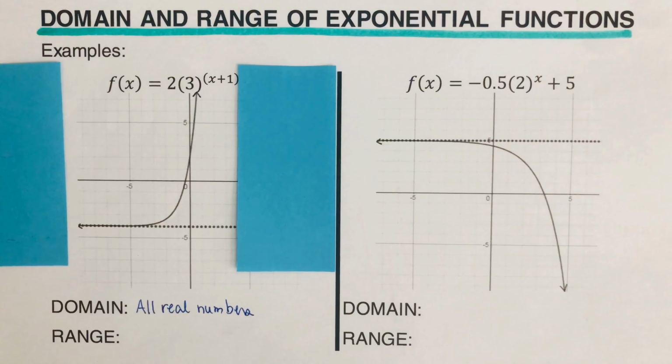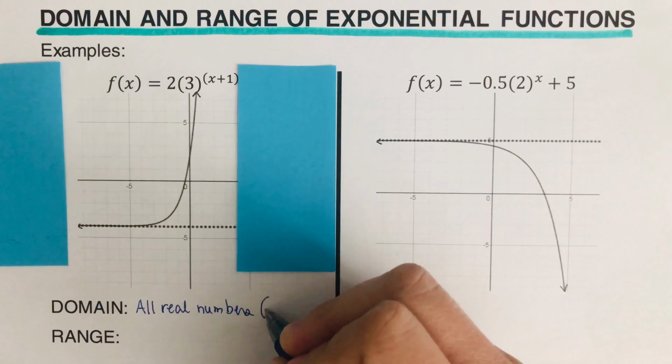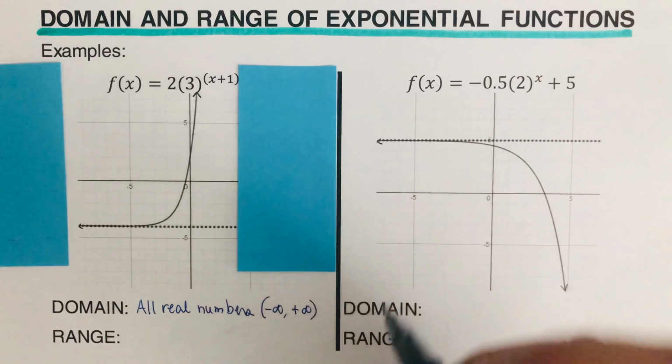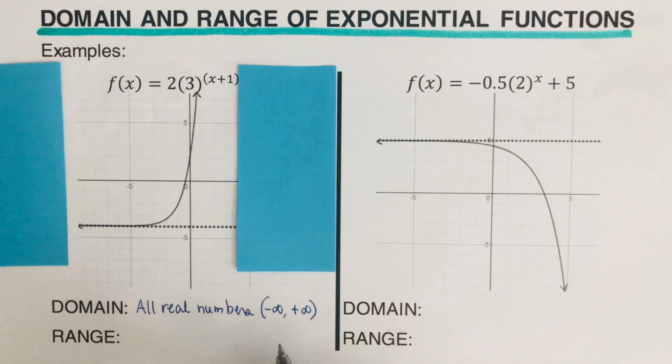Okay, so if we want to write this in interval notation, this would be negative infinity all the way to positive infinity, and it's going to be parentheses. So the leftmost boundary would be negative infinity and the rightmost boundary would be positive infinity.